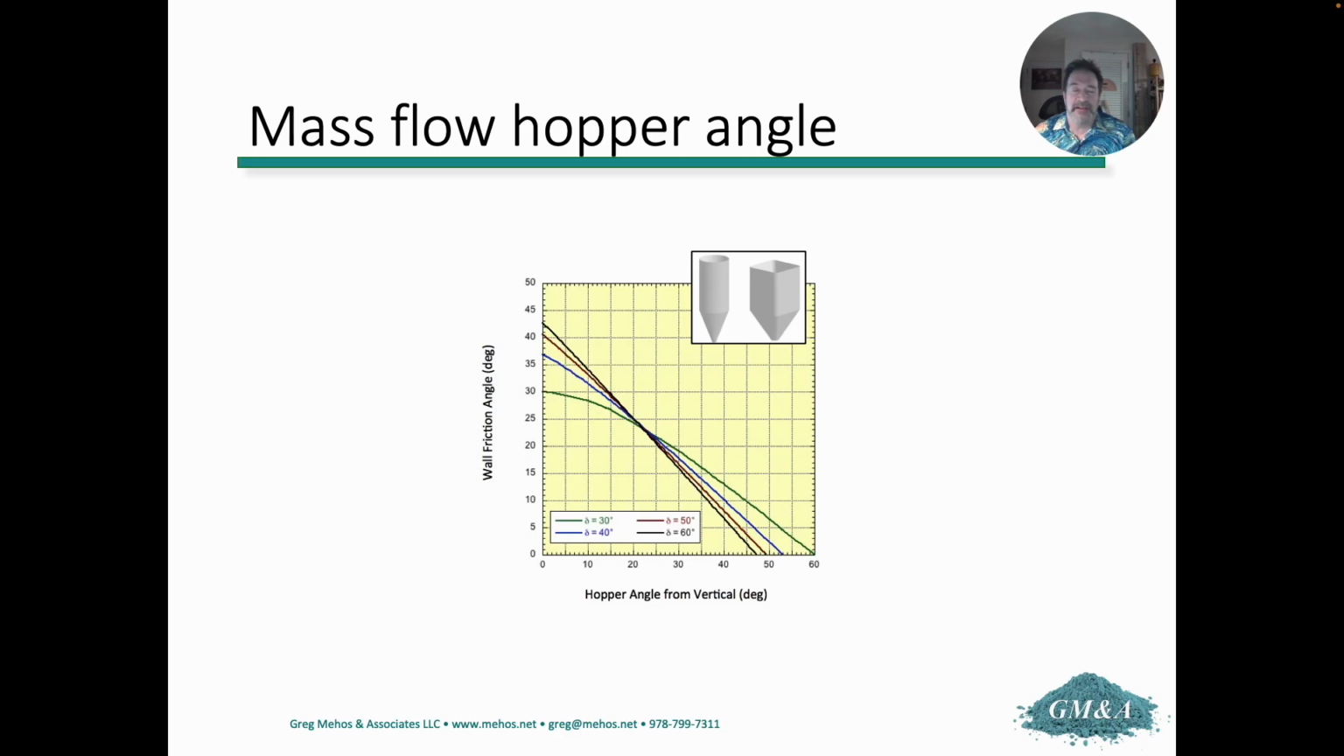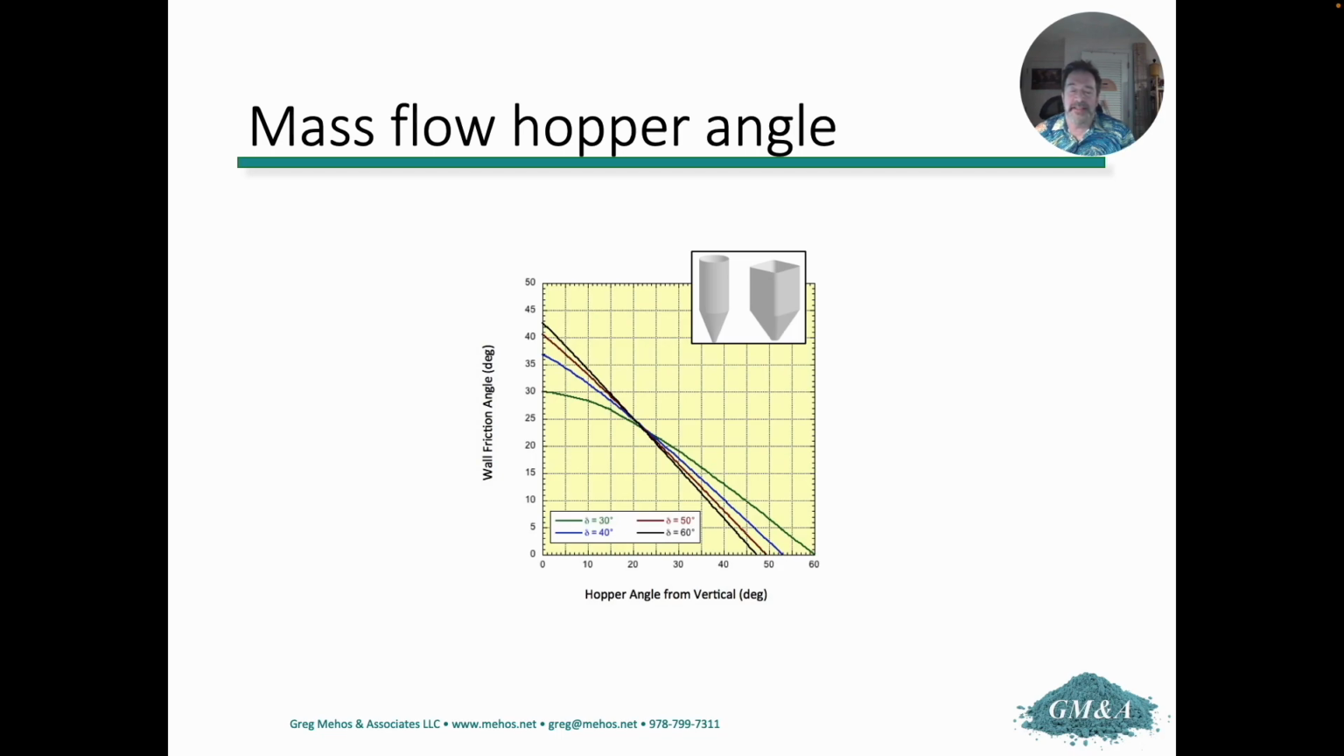That is, whenever he had too high of a wall friction angle or too shallow of a hopper angle, that is, he was operating in the upper right, he could not obey the boundary condition of flow along the walls. On the other hand, if he had a combination of the wall friction angle and the hopper angle from vertical that was low enough and steep enough, then he got a solution. In other words, he had conditions for mass flow. When the hopper angle was too shallow or the wall friction was too high, he had funnel flow.